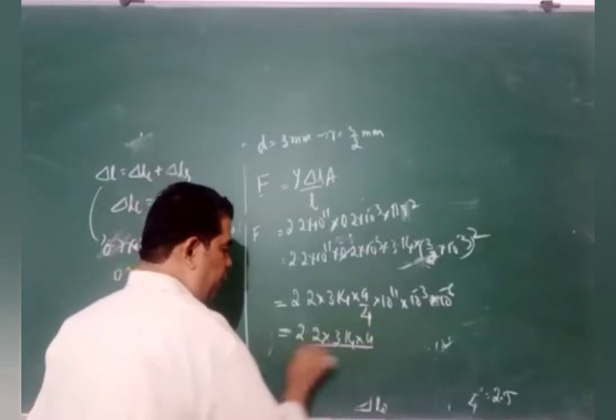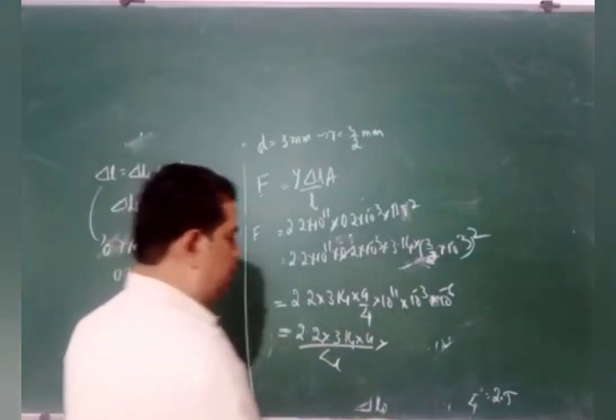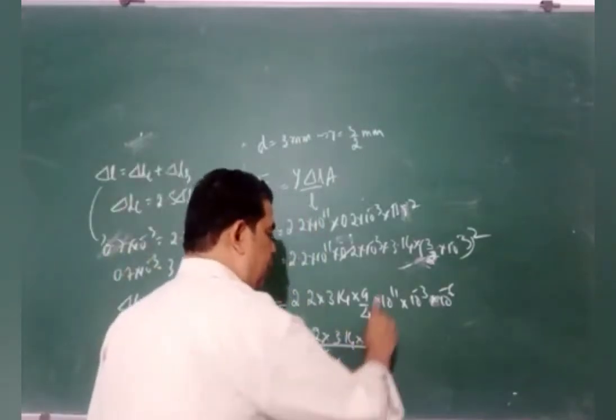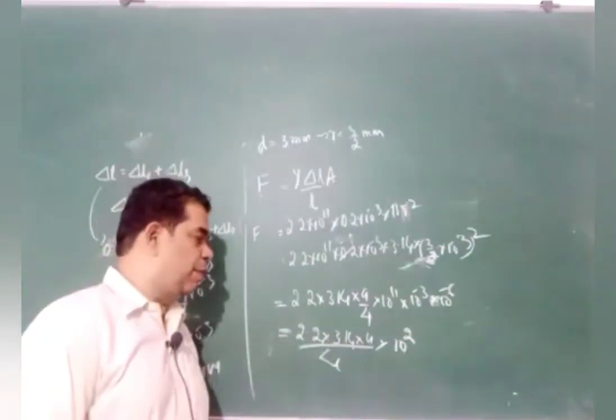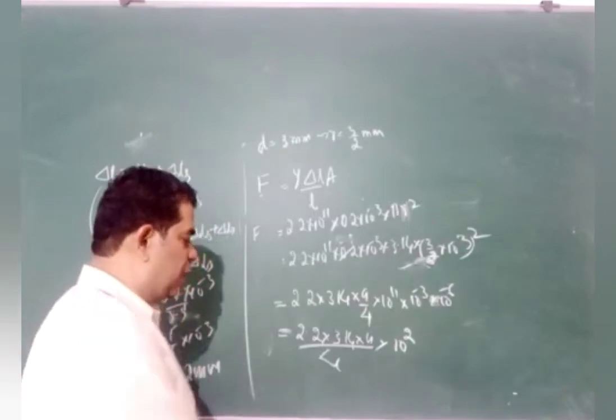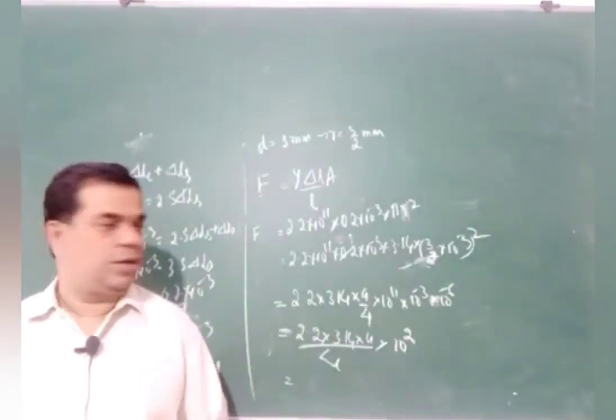3.14, 9 by 4. Total power is 6 minus 6 plus 3, 9. That is 10 raised to 2. Load, power 10 raised to 2. Get me the final answer for this. Get me the load calculation.